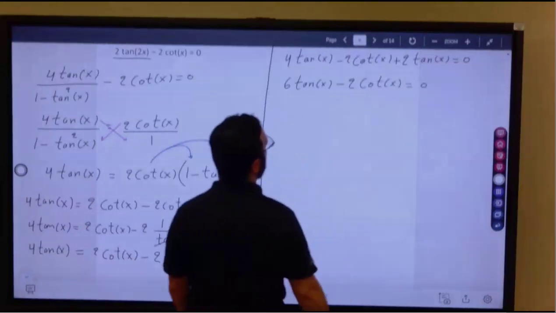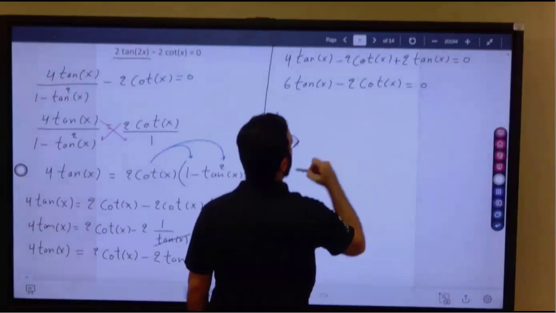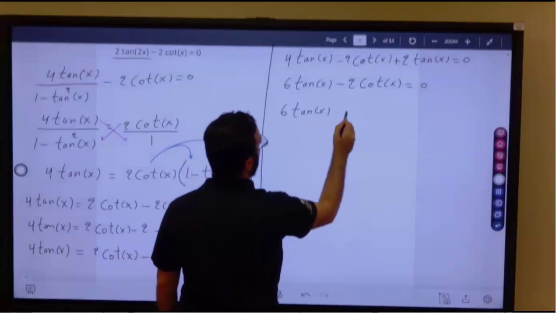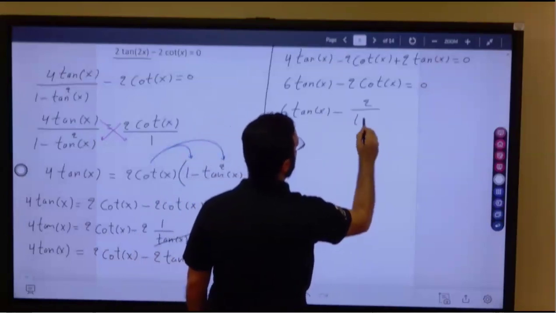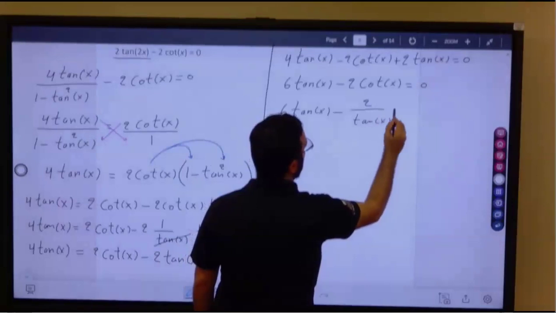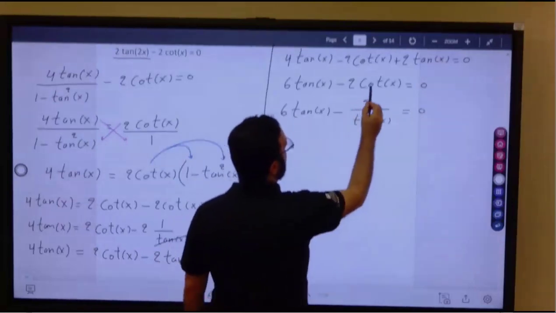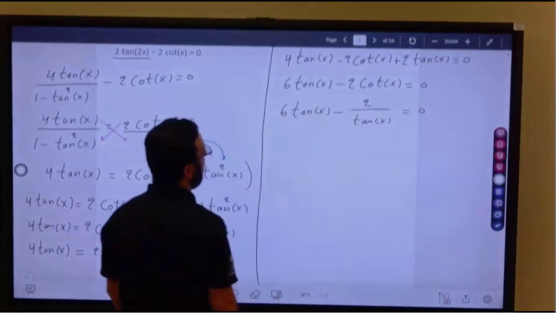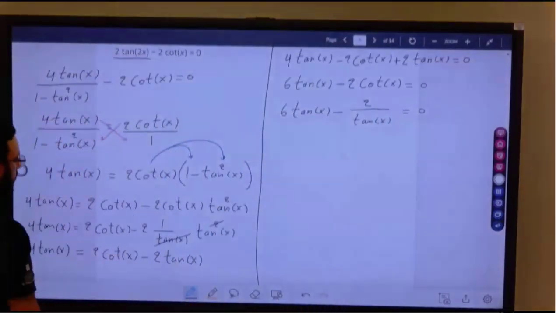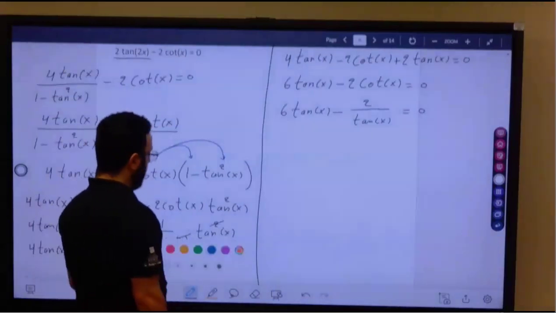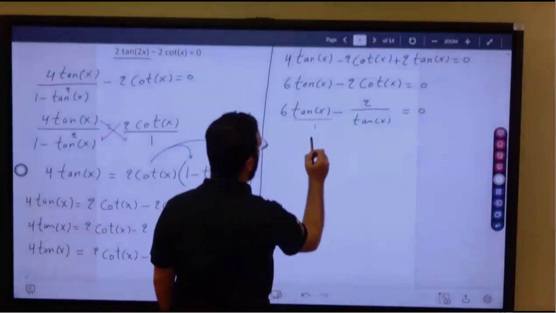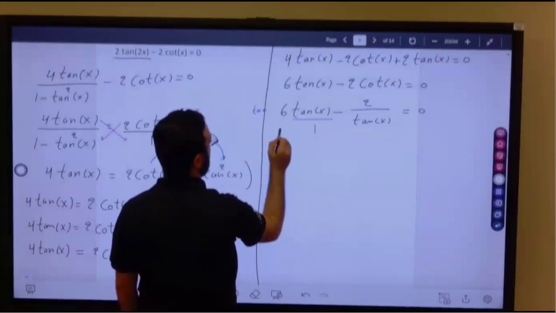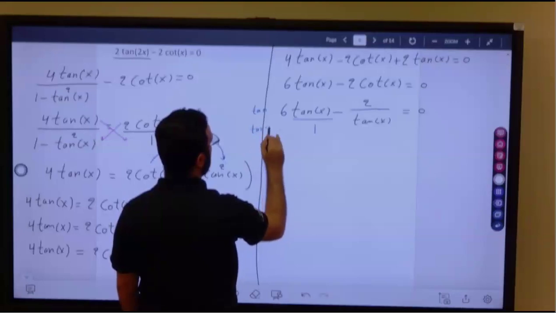Cotangent is 1 over tangent. So I have 6 tangent x minus 2 over tangent x equals 0. Because cotangent is 1 over tangent, 2 times 1 is going to be 2, and here's the tangent. Now we need to combine these two fractions. So what we're going to do, let's say this is over 1. To find the common denominator, you're going to multiply this one by tangent, and you're going to multiply this one by tangent x.